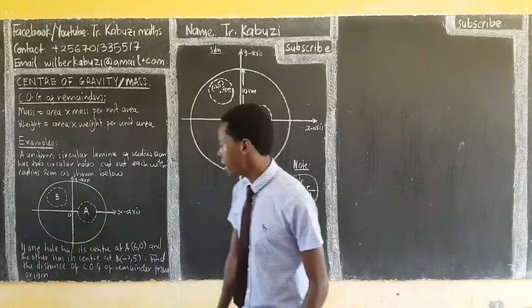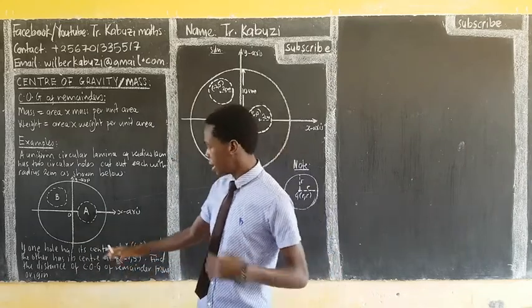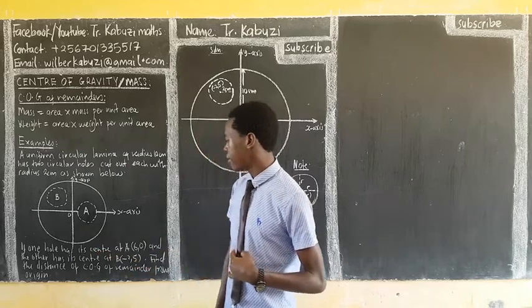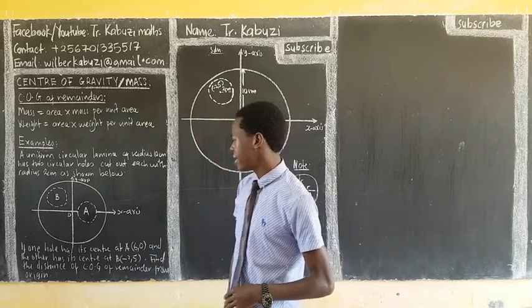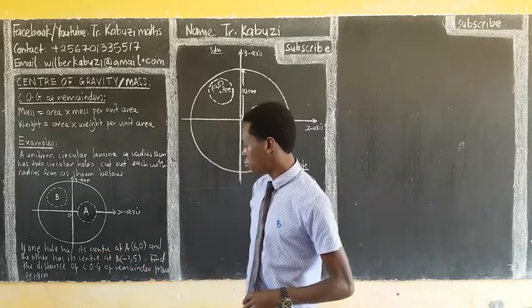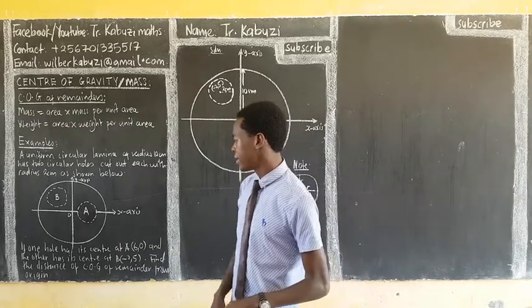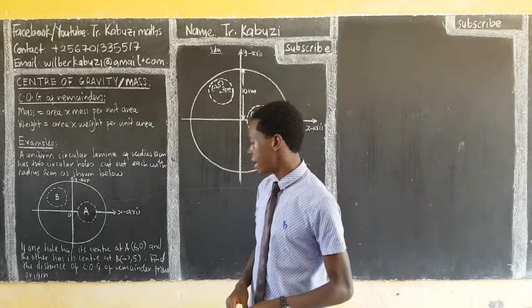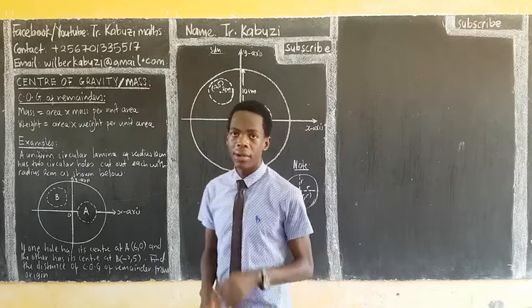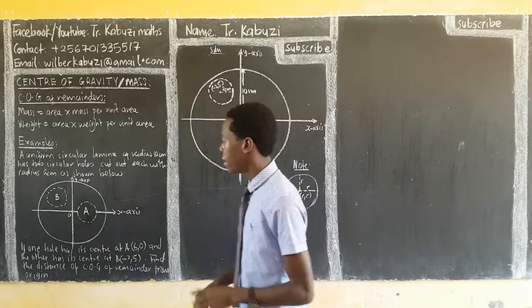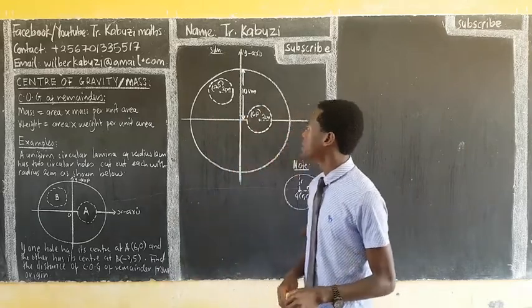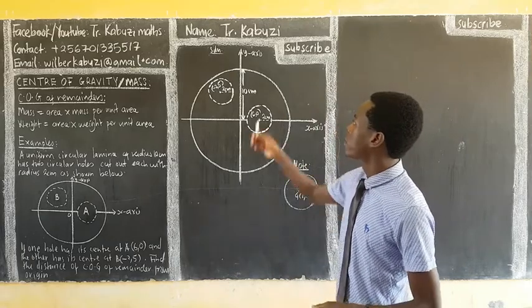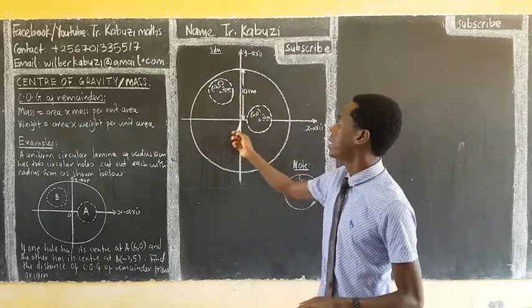If one hole has its center at (5, 0), and the other has its center at (-5, 2.5), find the distance of the center of gravity of the remainder from the origin. Okay, let us first get the center of gravity. So now, you know this circle is going to be here, from here to here, meaning its center is at the origin.